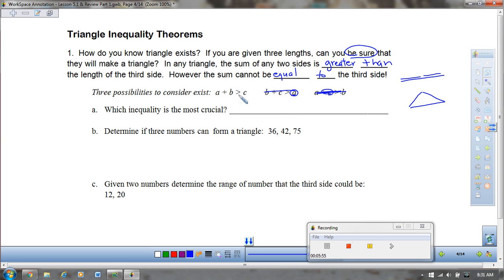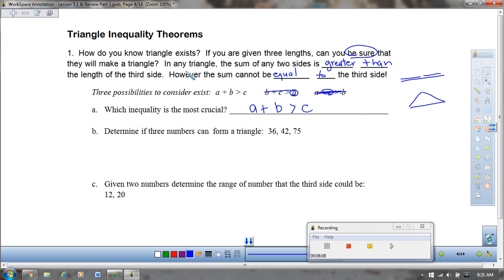So the inequality that's most crucial is to see, if you take the two sides that are shortest, sides A and B, and sum them together, will their sum be greater than C? And if so, then a triangle will actually exist. In part B here's an example.